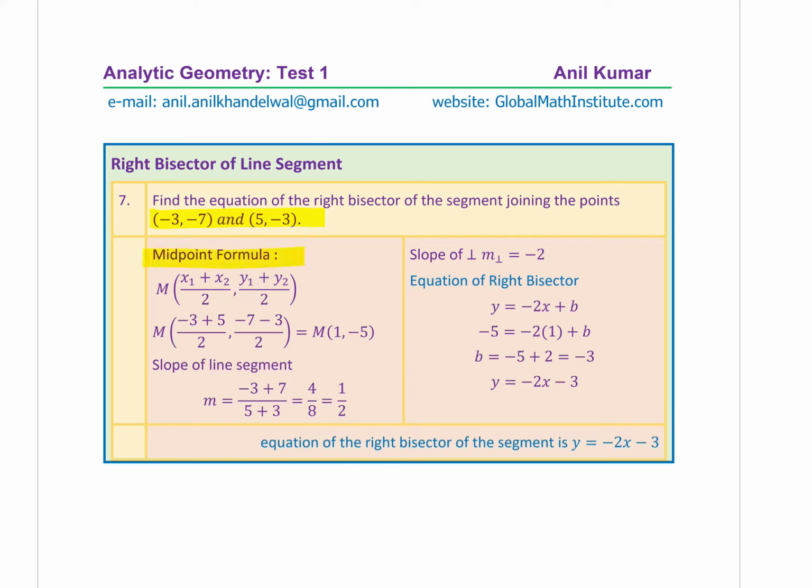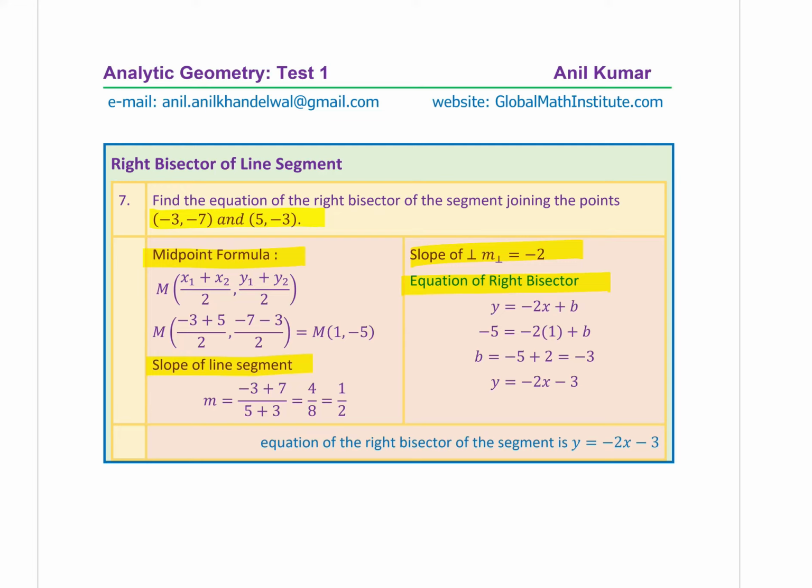The first step is to find the midpoint, then to find the slope of the segment, and from there we know the slope of the perpendicular. Now we need to find the equation of the right bisector. It really means use the slope of the perpendicular and the midpoint to find the equation, correct? So we have done the same.